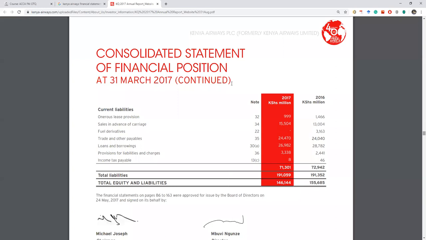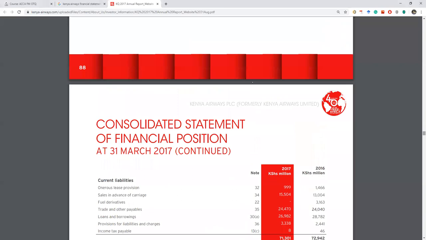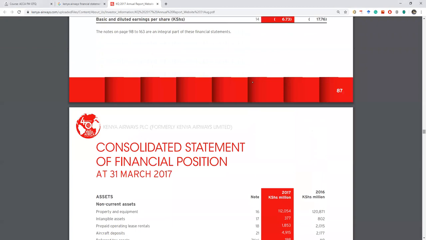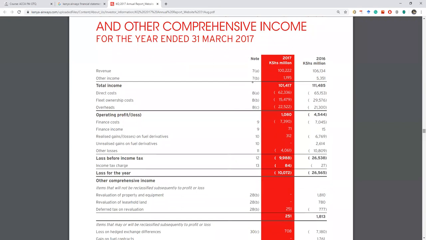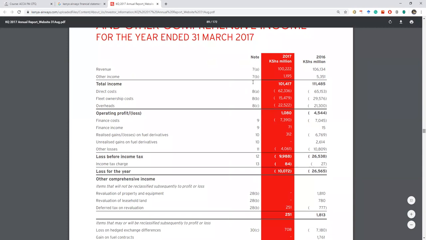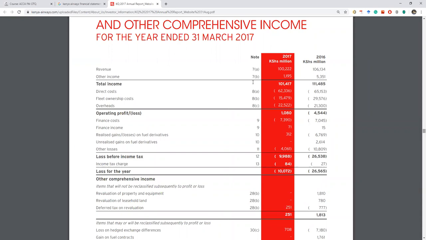Now these are the accounts for KQ for the year 2017. If the company is making losses, let me go to the P&L, don't forget, you can't pay yourself dividend. You can't pay any dividend, especially. Now, the loss after tax in the year 2017, you can see the company made a loss of 10 billion. In the year 2016, the company made a loss of 26 billion.